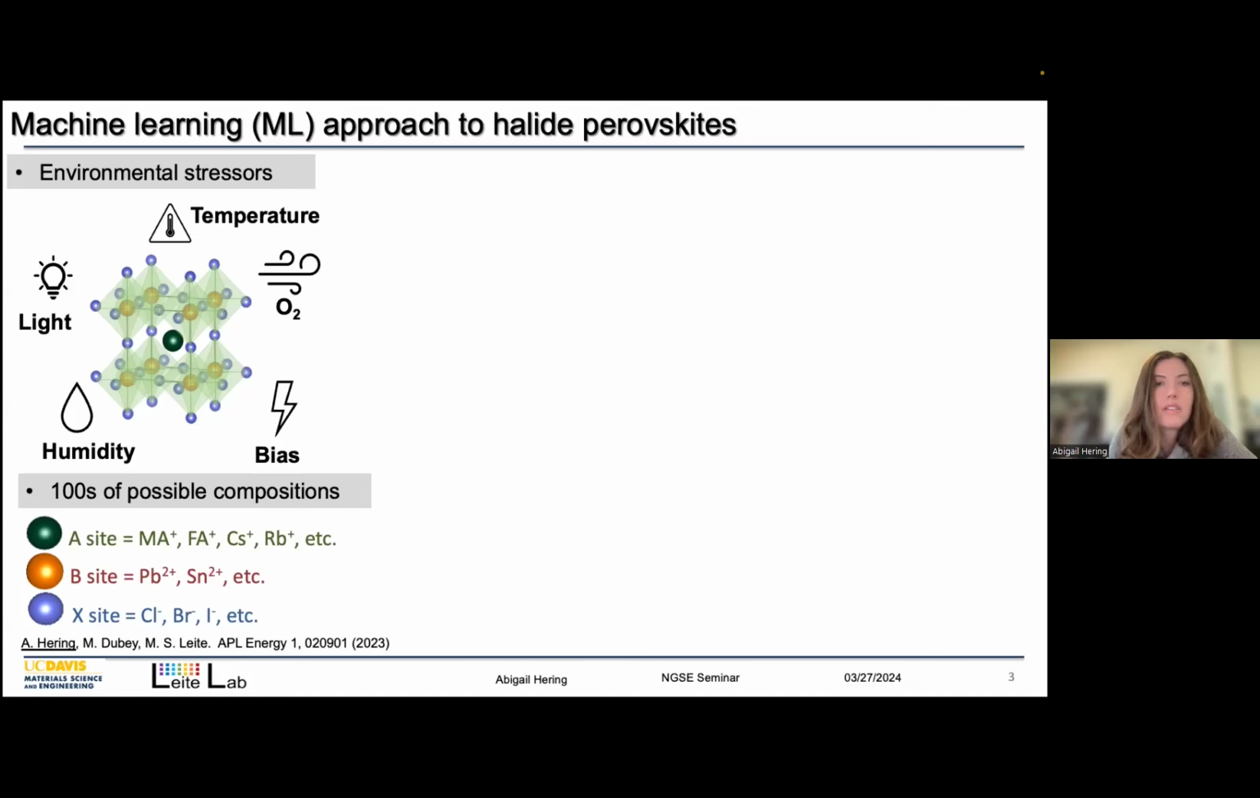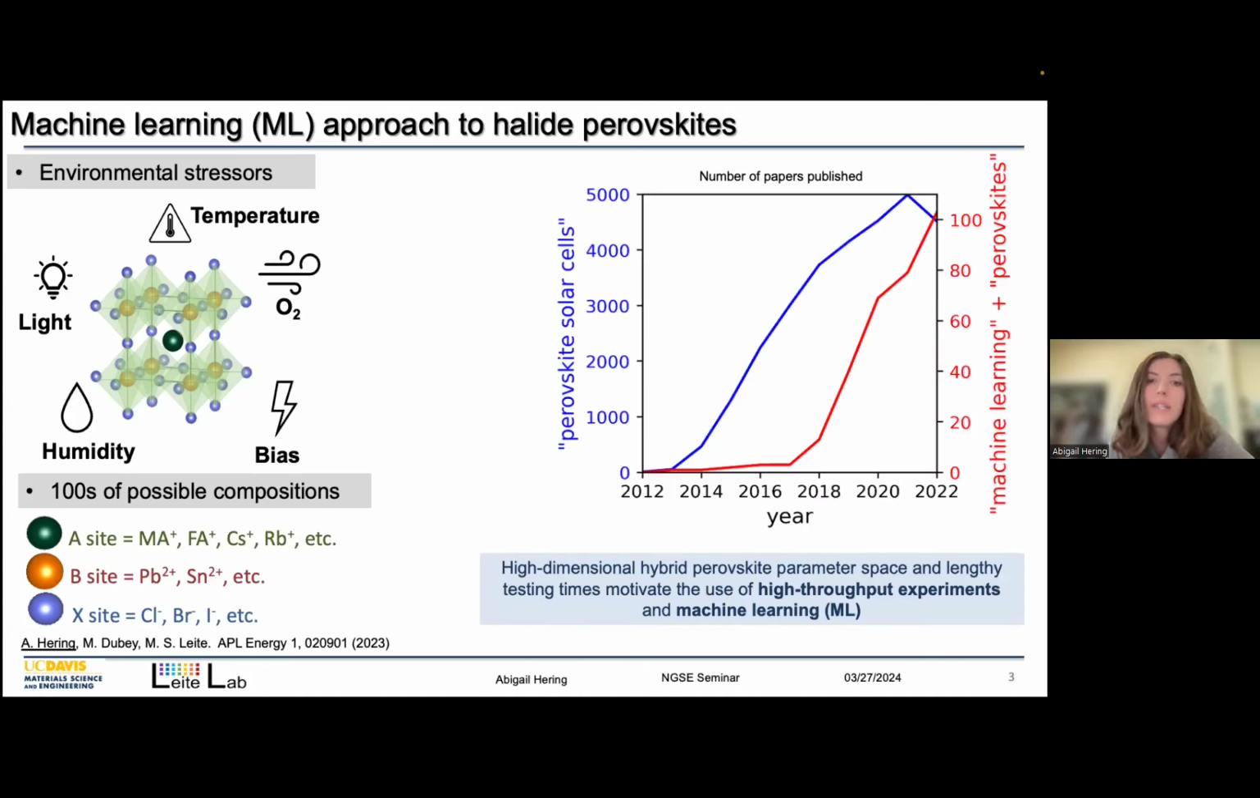So we can use machine learning to study them more effectively. They were first introduced as possible solar cells in about 2012, and there have been over 20,000 papers on this topic so far, again, due to their very high power conversion efficiency. So they have very high performance. However, the issues in the field are their reproducibility and their stability in response to these environmental stressors.